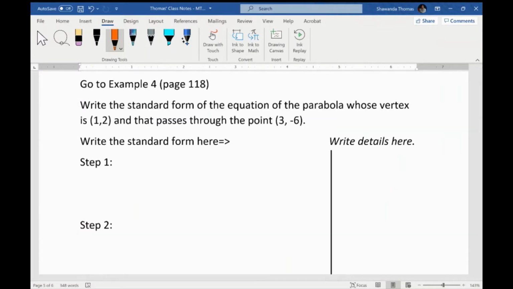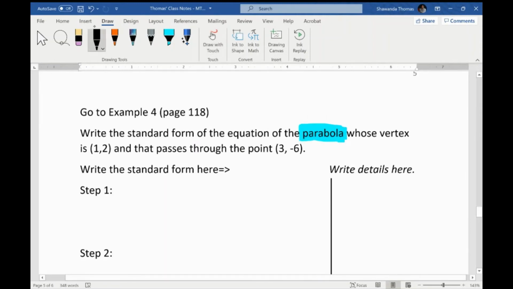All right, let's look at this example. It's a little different. Write the standard form of the equation of the parabola whose vertex is 1, 2, and that passes through the point 3, -6. They want us to come up with the equation of the parabola. Now, if it's a parabola, what type of function do we know it is? Squaring function. Or what else do you call it? Quadratic function.